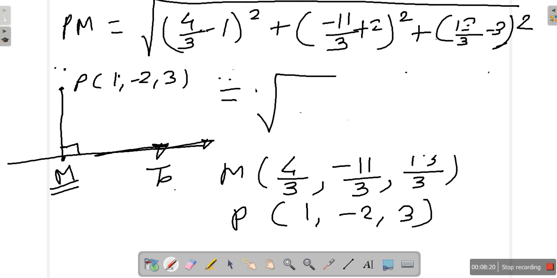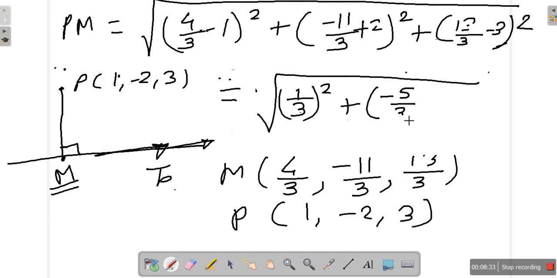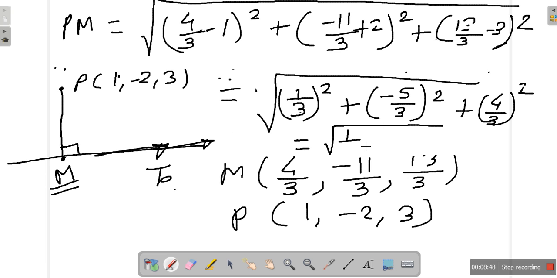How much does that turn out to be? (1 by 3) whole square, plus (3 times 6, so minus 11 plus 6 is minus 5), thirteen minus 9 is 4. And that gives me 1 by 9 plus 25 by 9 plus 16 by 9.